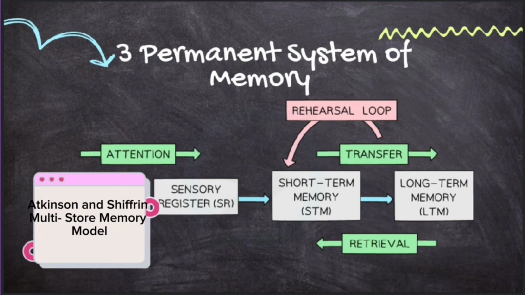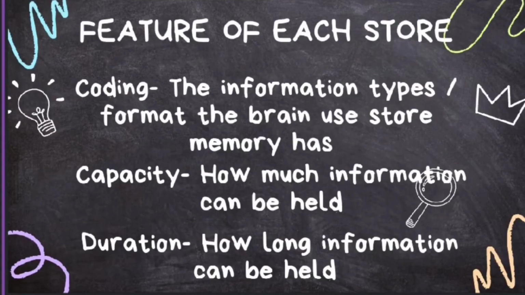For more information, let's discuss it one by one. In addition, each store has three features including coding, capacity, and duration. Coding is the information types or formats that the brain uses to store memory. Capacity is how much information can be held. Duration means how long information can be held by a store.